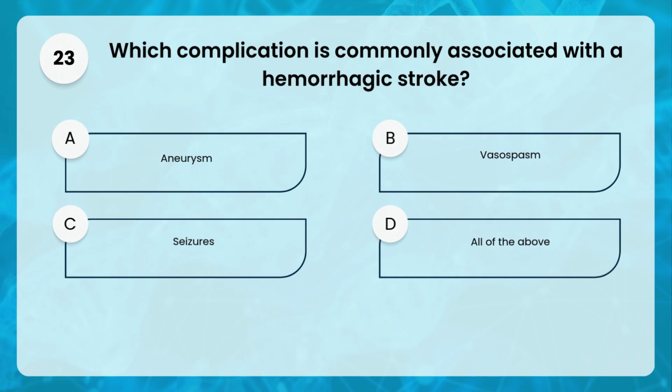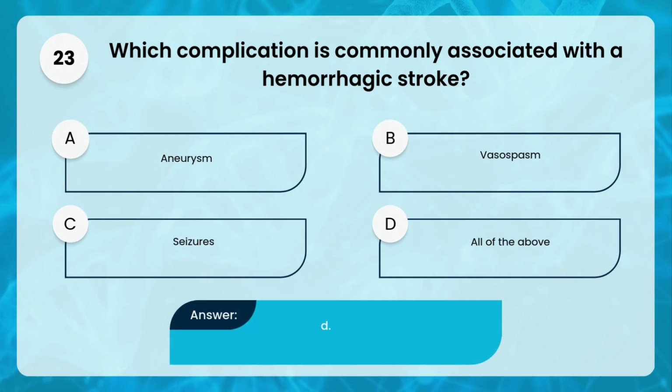Number 23. Which complication is commonly associated with a hemorrhagic stroke? A. Aneurysm. B. Vasospasm. C. Seizures. Or D. All of the above. The answer is D. All of the above.